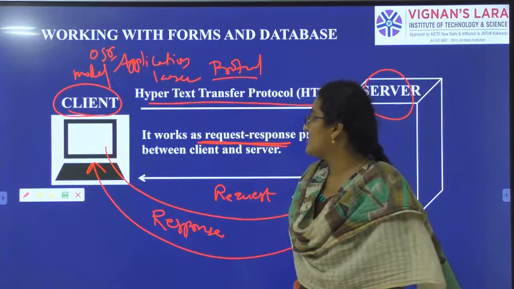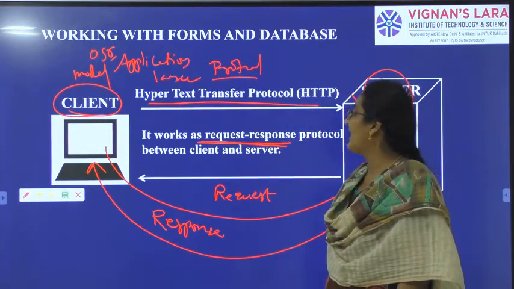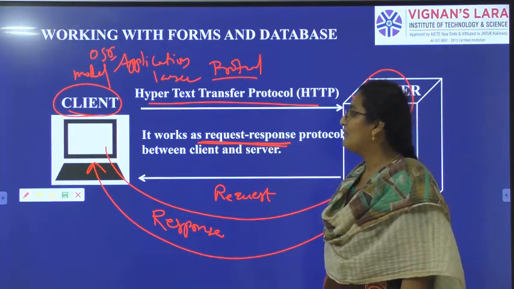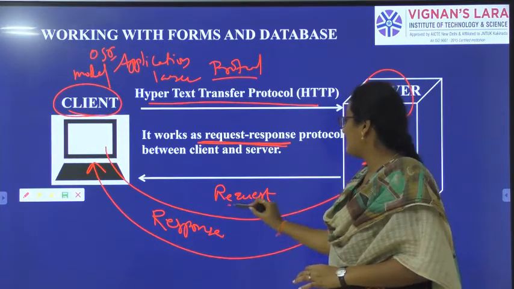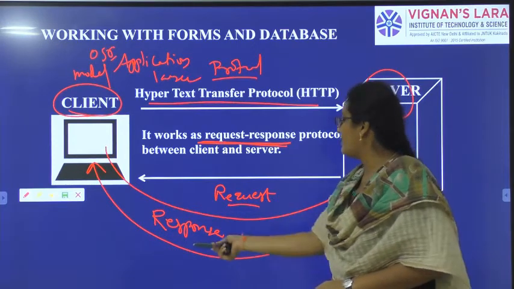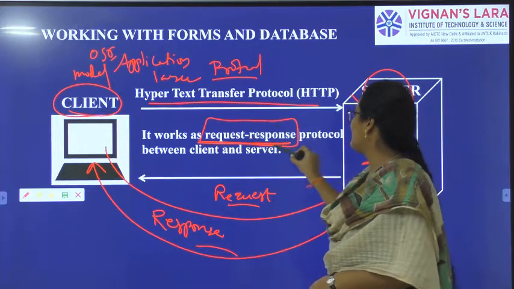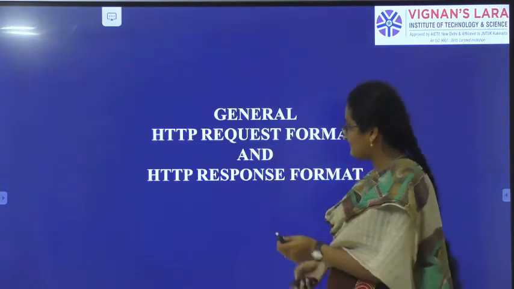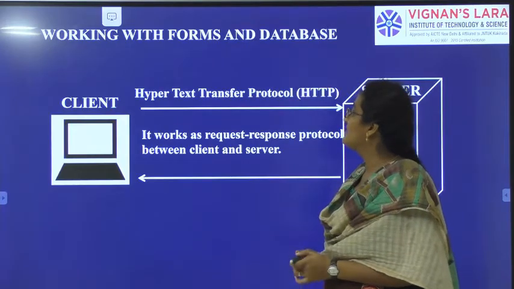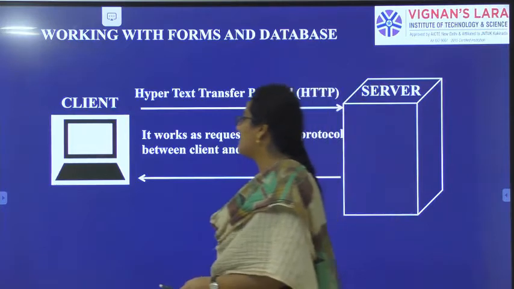So why are we using this HTTP protocol? We have the client machine, we have the server machine. If client wants to get anything from the database, client will put a request and server will give the response. Database will give the response. For this request and response between client and server, we are using hypertext transfer protocol, which is the protocol of application layer.